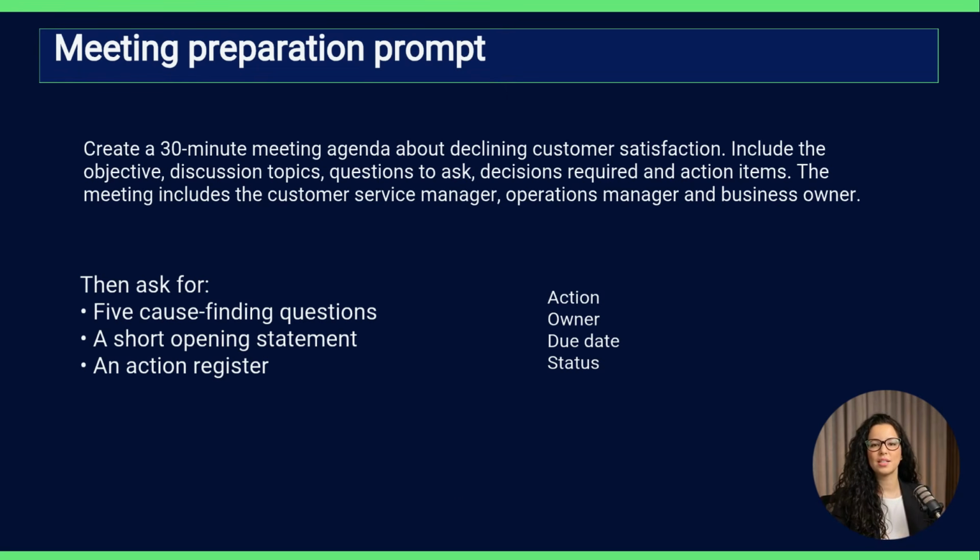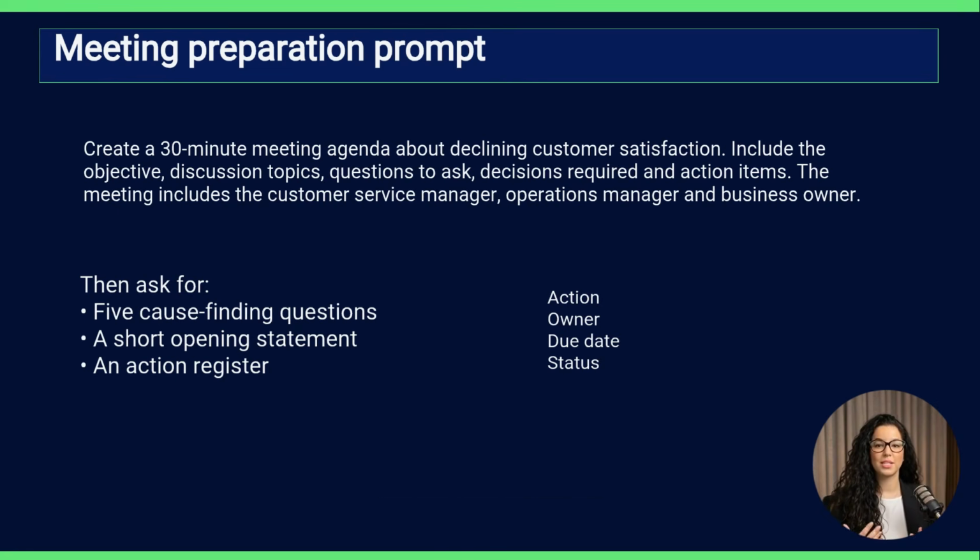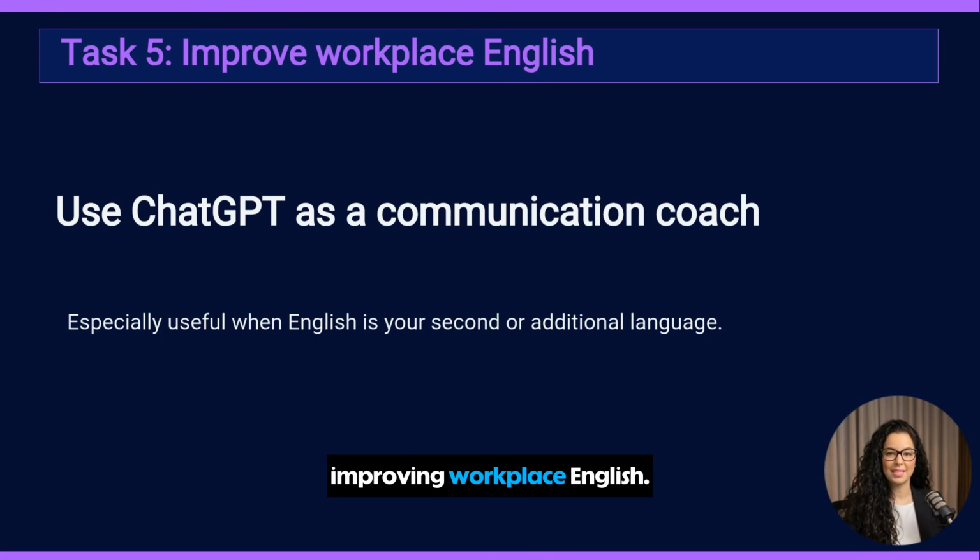The meeting includes the customer service manager, operations manager, and business owner. After that, you can ask for 5 questions to identify the cause of the complaints, or ask for a table to capture action items, owners, due dates, and status. The fifth task is improving workplace English.